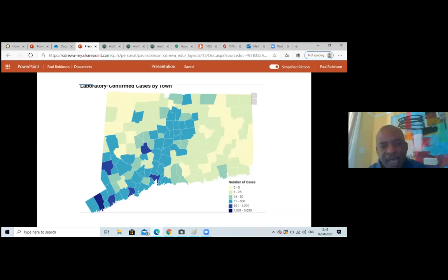So now here's an example of cases. That's the maps I showed before. This is just a raw case map from Connecticut, right? So now we're drilling down to the racial rates, right? So here is the state of Connecticut with the townships, shaded by the number of cases per township, right?